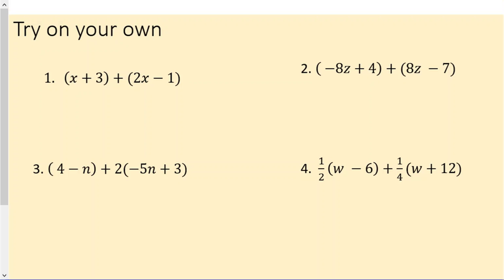Alright, on this slide, there's 4 different problems for you to try on your own. Go ahead and give them a try. Pause the video now, and then come back and see how you did after you finish these 4 problems.